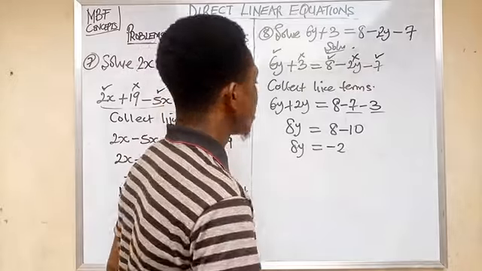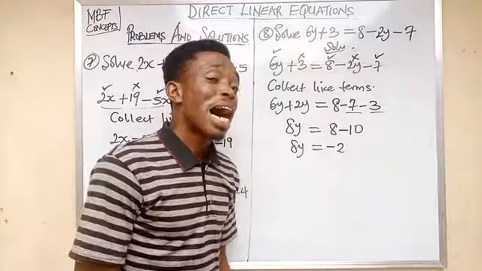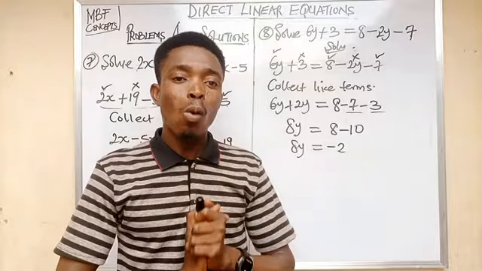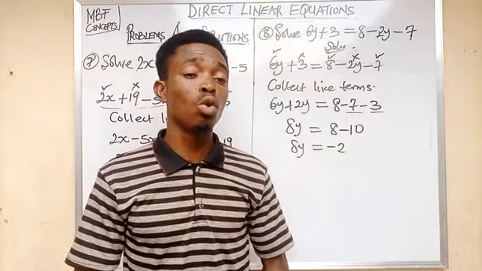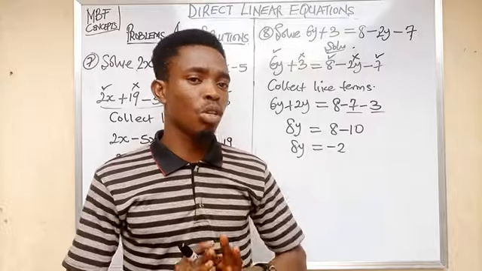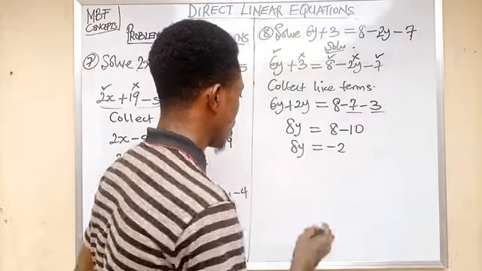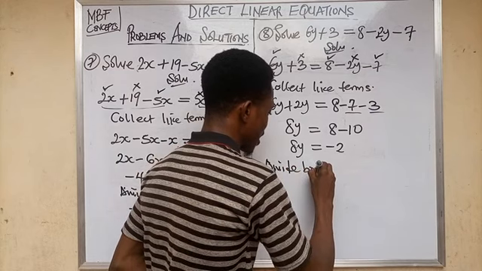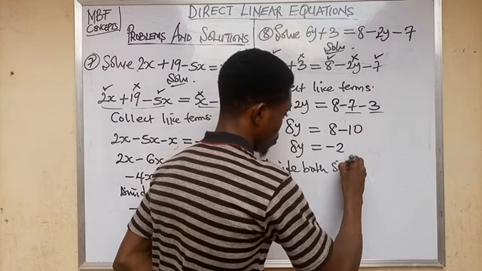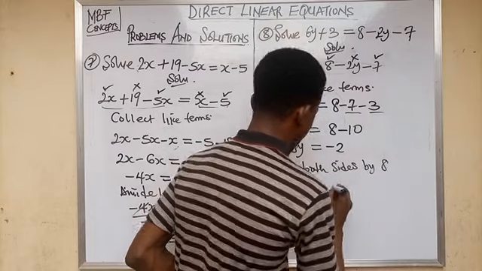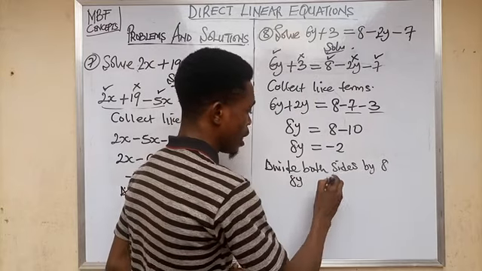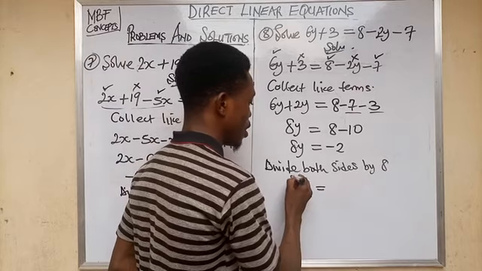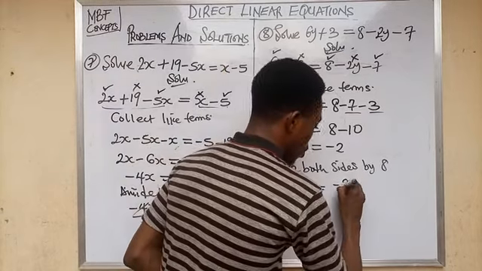Okay, then the next thing we do is that we cannot leave our answer as 8y equals minus 2. Simply, we are going to have only y at the left hand side. And what do we do to eliminate 8? We are going to divide both sides by 8. Then we say divide both sides by 8. And now, guys, you are going to have 8y divided by this 8, maintaining the statement we just made, then minus 2 over 8.